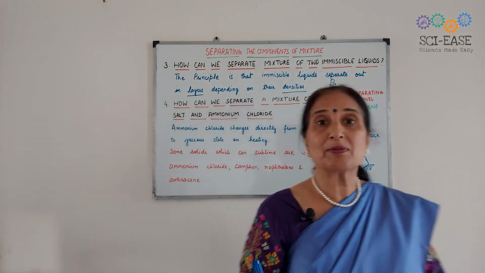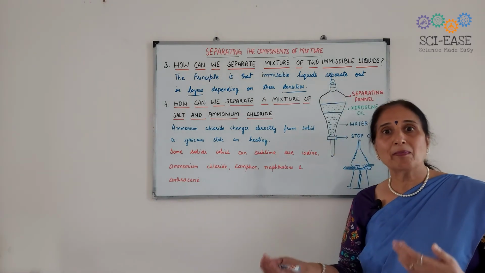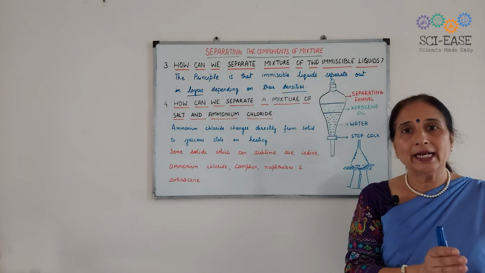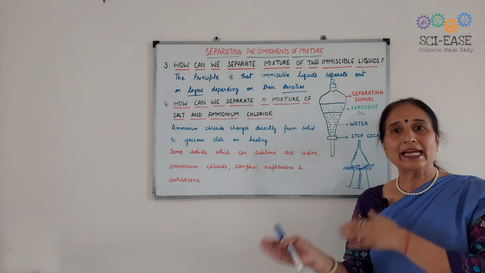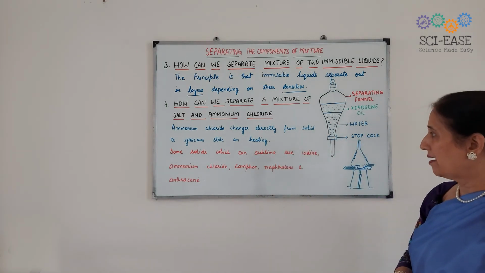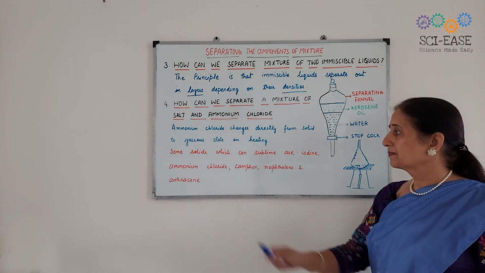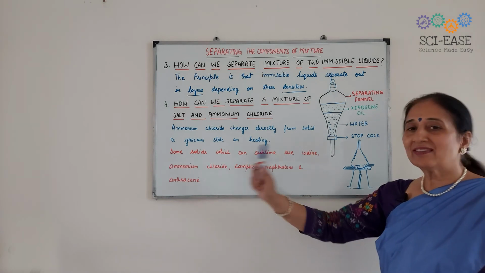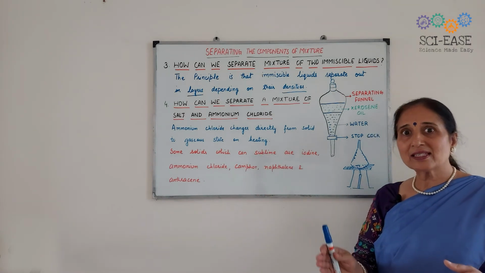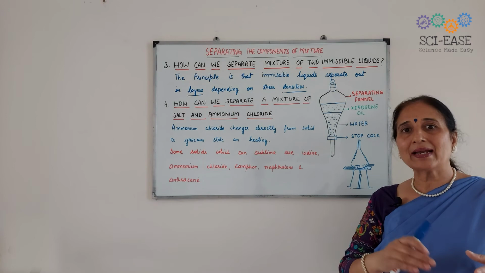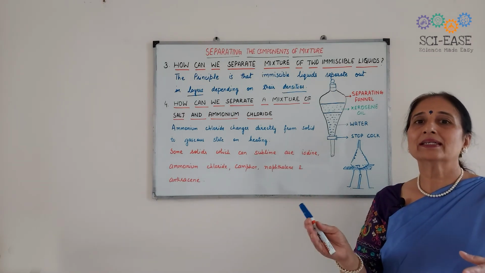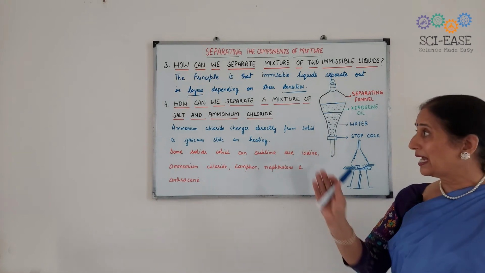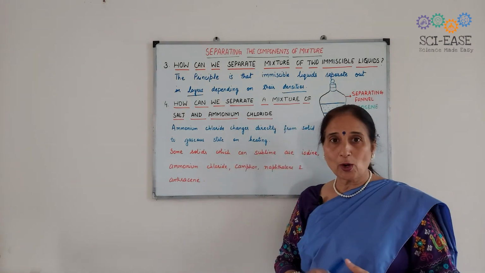There are other substances also which can sublime, meaning they can be changed from solid directly into the gaseous state. They are iodine, camphor, naphthalene, anthracene. So these are the substances which can be directly changed into the gaseous state by the process of sublimation. So that's all about these two processes.